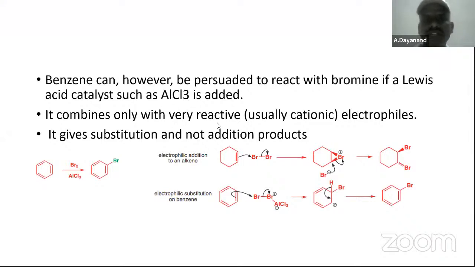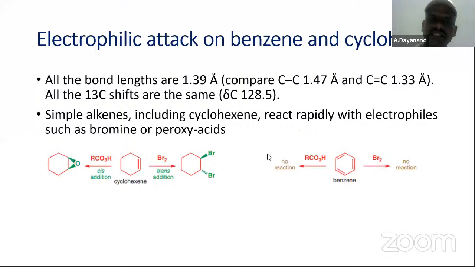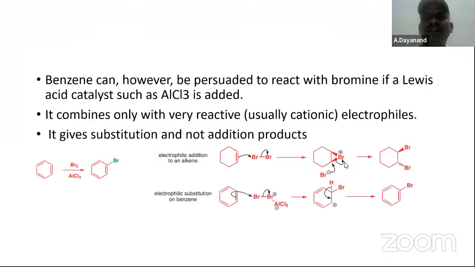It combines only with very reactive electrophiles. Okay, that is, it gives substitution and not addition products. Whereas here, in alkenes, only addition is taking place. It is nothing but electrophilic addition reactions, whereas benzene or aromatic compounds undergo substitution reactions. Okay, that is clearly seen here. Electrophilic substitution on benzene in the presence of aluminium chloride.